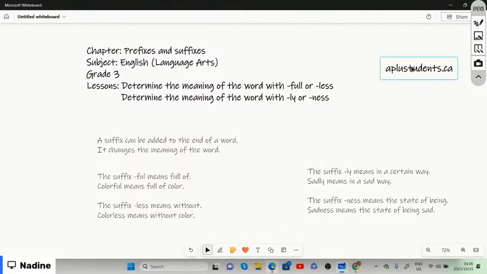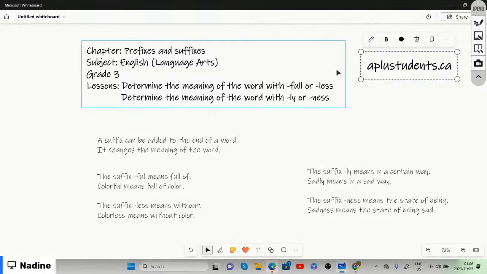So we are doing our tutorial lesson on aplusstudents.ca. If you do want to go back, recap, go over certain things, then you can go to aplusstudents.ca. And on the board, we have the chapter, the subject, grade 3, as well as the specific lessons that we are focusing on.